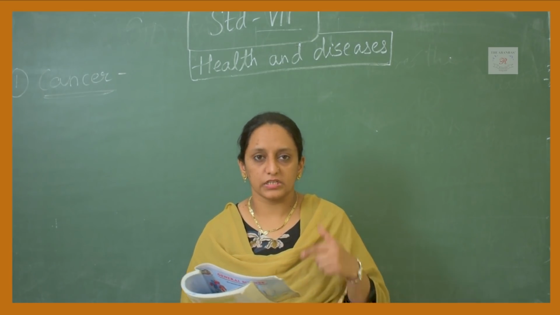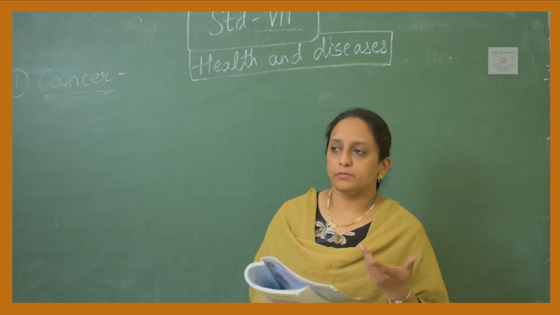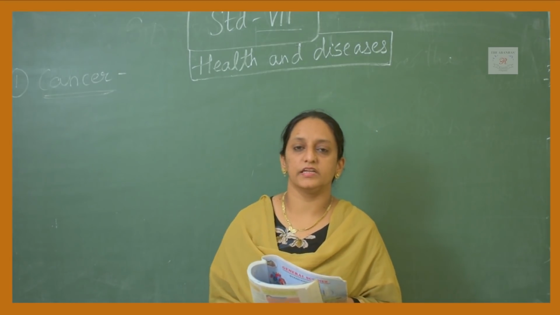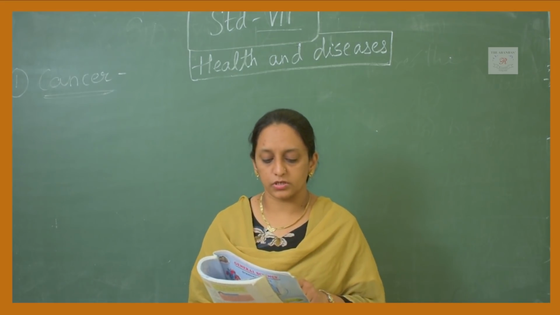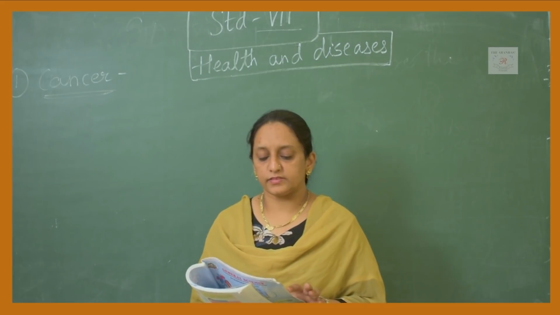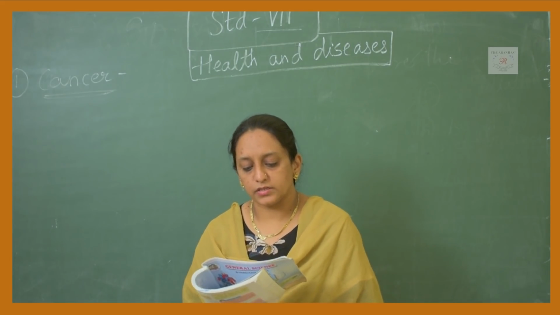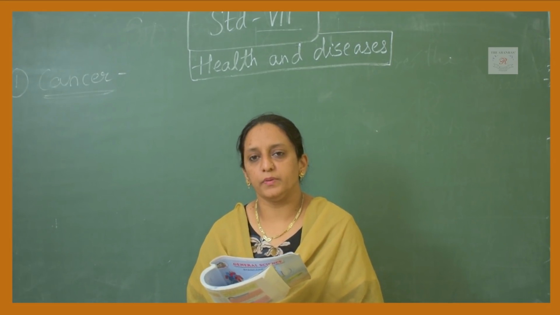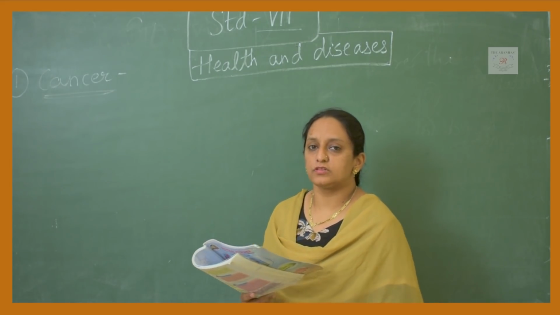So cancer can occur in the lungs, in the mouth. It can occur on the tongue, again because of addiction to these harmful, intoxicating substances which are not good for health. Then there is also stomach cancer. Then it can occur in the breast. It can occur in the uterus of females. Then it can occur on the skin and tissues like blood.